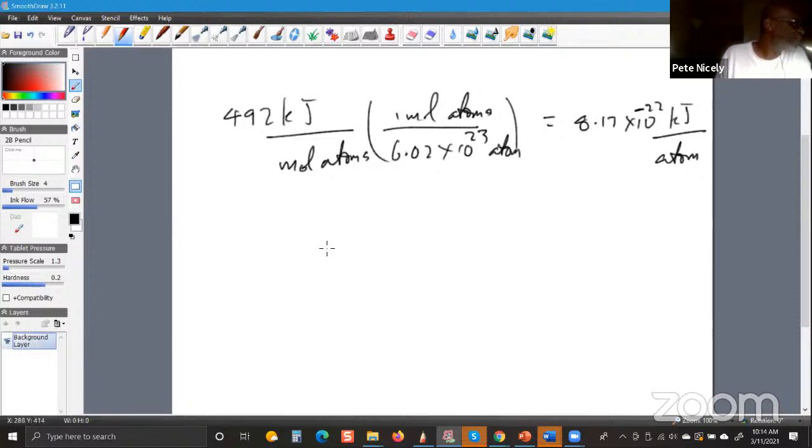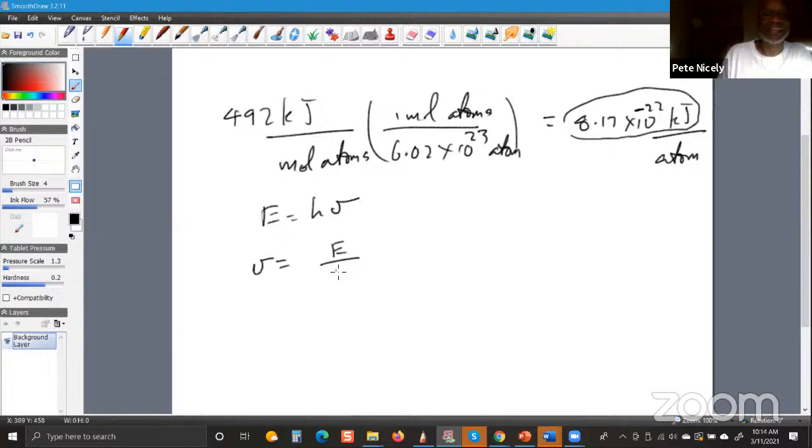The second part of number 7 asks, what is the maximum wavelength of light capable of doing this? So basically, you want to find the wavelength of light which would have this energy. The formula we would use is E equals h nu. Nu is what we're trying to find, which is E divided by h. The E we're using is the 8.17 times 10 to the minus 22 kilojoules.